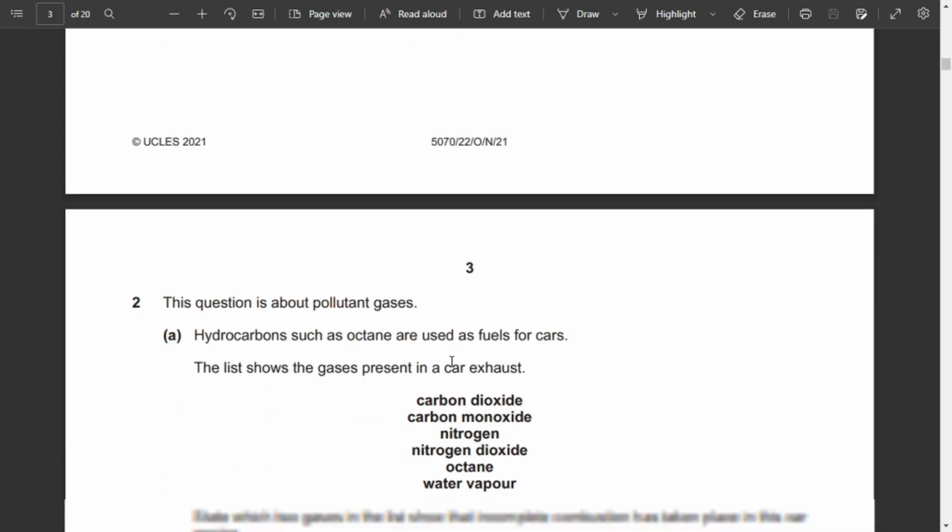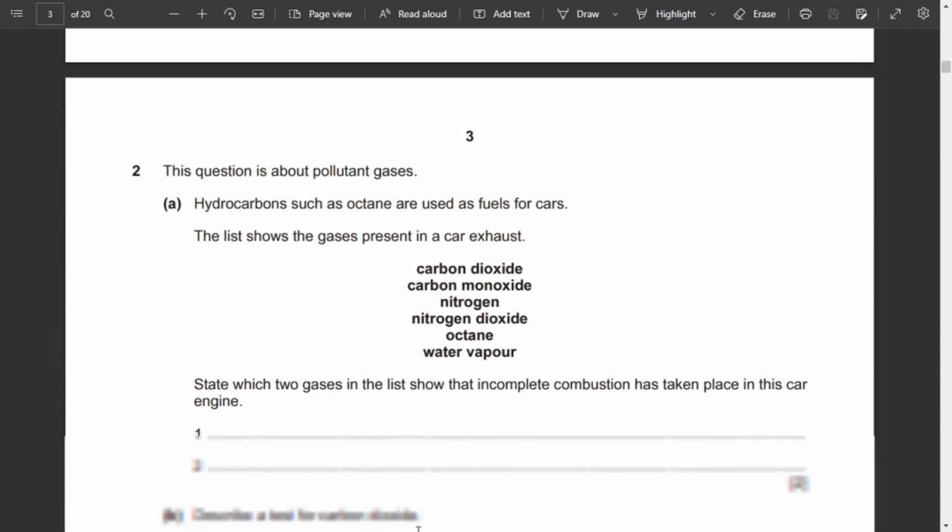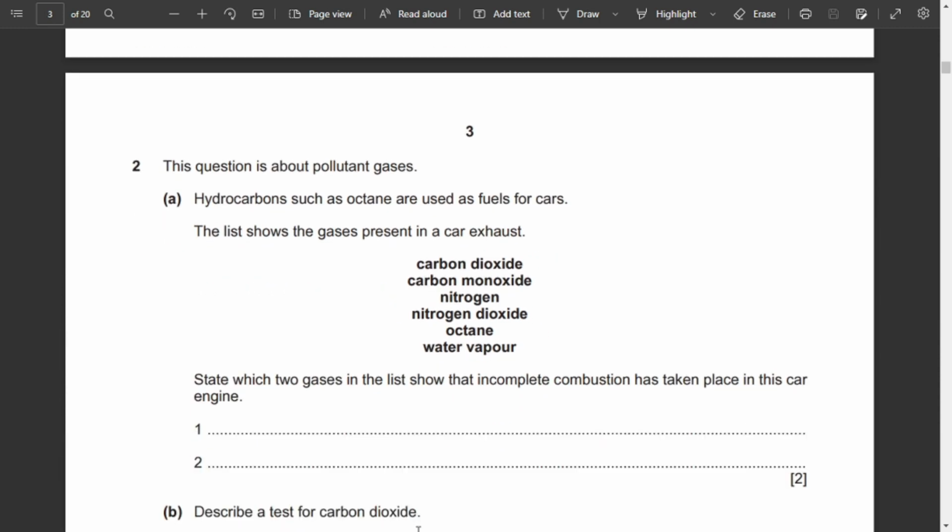Moving on to part 2, the question is about pollutant gases. Part A says hydrocarbons such as octane are used as fuel for cars. The list shows the gases present in car exhaust. So we have carbon dioxide, carbon monoxide, nitrogen, nitrogen dioxide, octane, water vapor. State which two gases in the list show that incomplete combustion has taken place in the car engine.